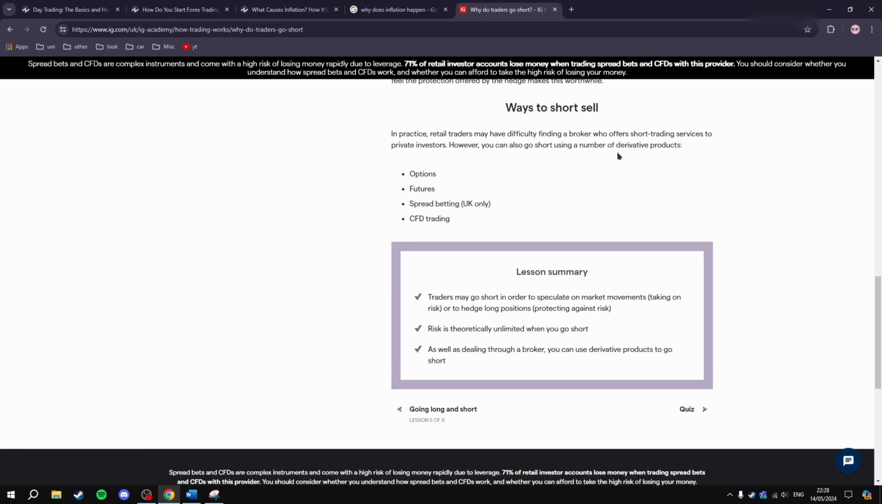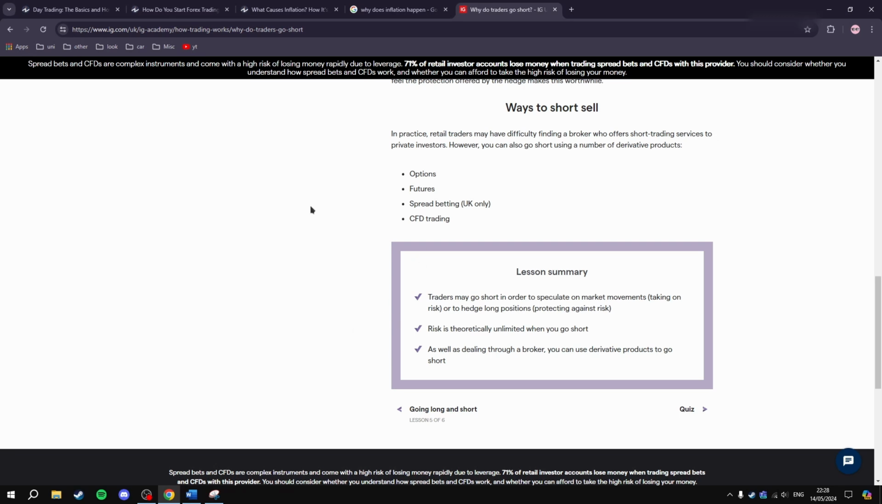Ways to short sell. In practice, retail traders may have difficulty finding a broker who offers short trading services to private investors. However, you can also go short using a number of derivative products: options, futures, spread betting (UK only), and CFD trading.